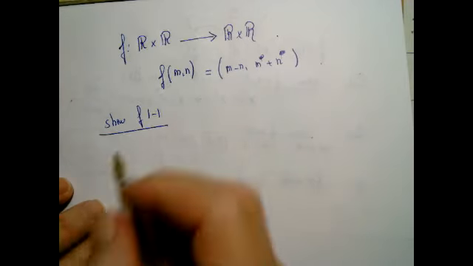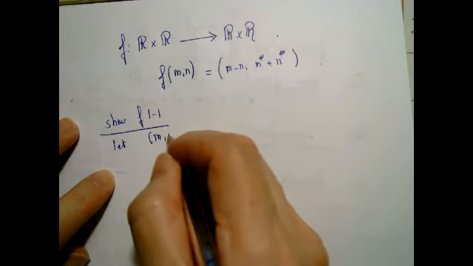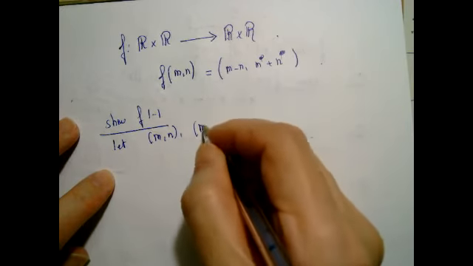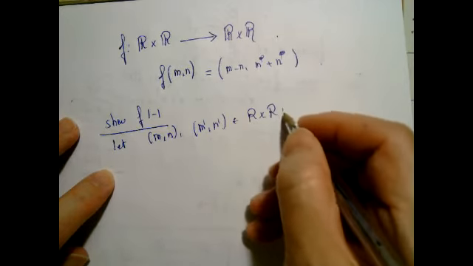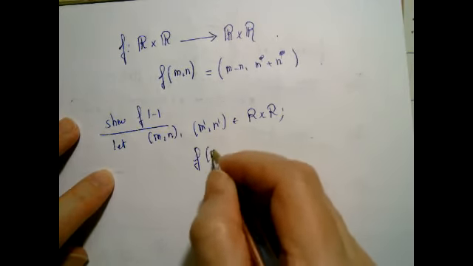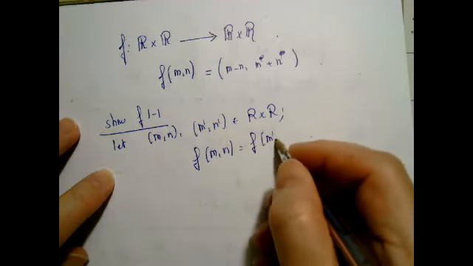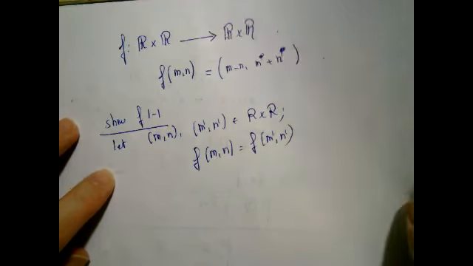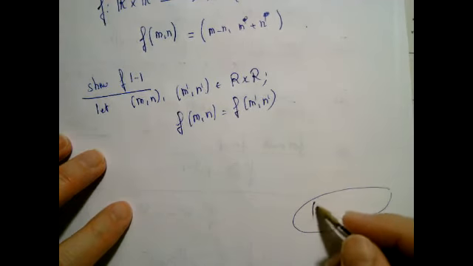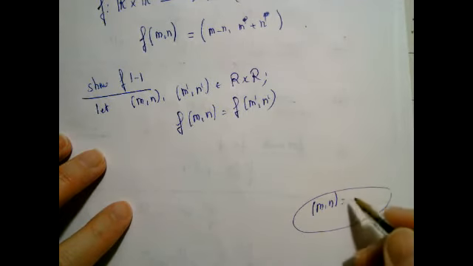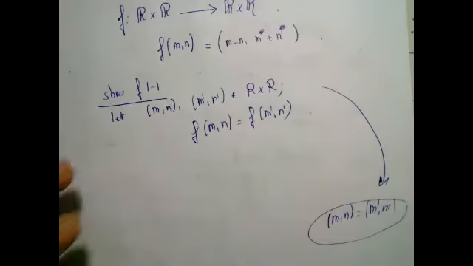All right, what does it mean? We have to take 2 pairs, m, n and m prime, n prime, such that their output is the same. That's what we do to show 1-to-1. We take 2 ordered pairs that have the same output, and we have to prove that the inputs are the same. If the outputs are the same, we have to prove the inputs are the same.